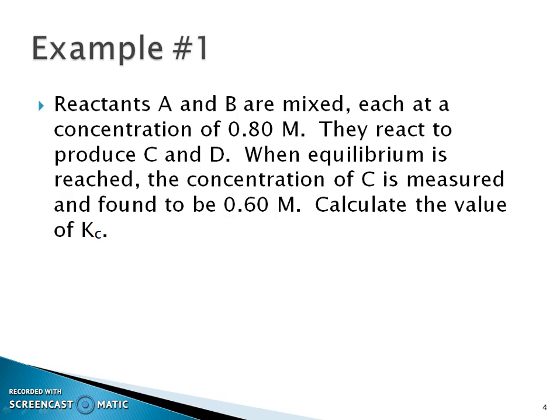All right, reactants A and B are mixed. Each has a concentration of 0.8 molarity, so that's going to be both concentrations of A and B. They react, they're going to produce C and D. When equilibrium is reached, the concentration of C is measured to be 0.6 molarity. So they're giving us an equilibrium concentration, but only of the product C. And we need to calculate that K value, that equilibrium constant.